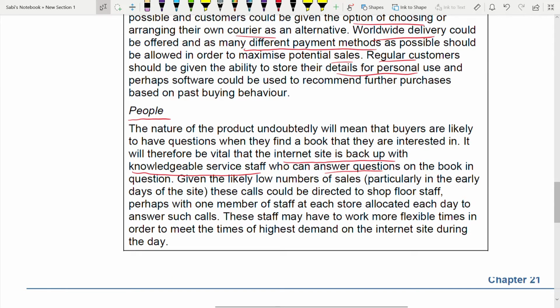See, in the initial days, the early days of the site, you'll have a low number of sales. Because of that, you will be keeping low staff. But as soon as your sales increase, make sure you increase the number of staff. And be very flexible in your timing, because customers can ask questions anytime. There's no fixed time that only from this time to this time you have to keep staff. No, make sure that 24/7 there is some staff available. Especially when there's the highest demand, make sure more staff is there to answer questions.